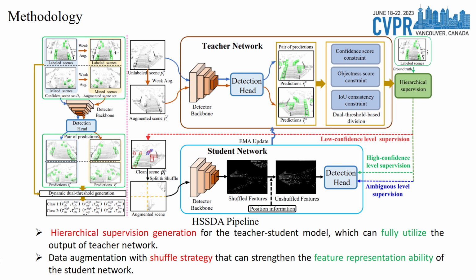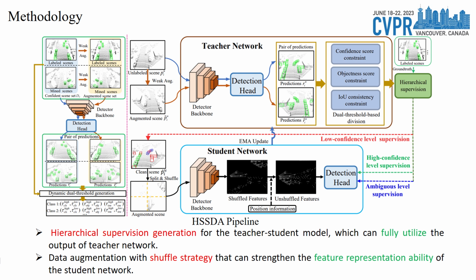The first step is to generate 3 kinds of dual thresholds for each class in a global view, as shown on the left of the pink dotted line in the figure. Specifically, we construct a confident scene set composed of labeled scenes and mined scenes, whilst its weak augmentation is sent to the teacher network for predictions. Then we sequentially input each scene and its weak augmentation into the teacher network to produce a pair of predictions. Based on those pairs of predictions and the object information, we design a dynamic dual threshold generation strategy to obtain 3 kinds of dual thresholds for each class in terms of confidence score, objectness score, and IOU consistency.